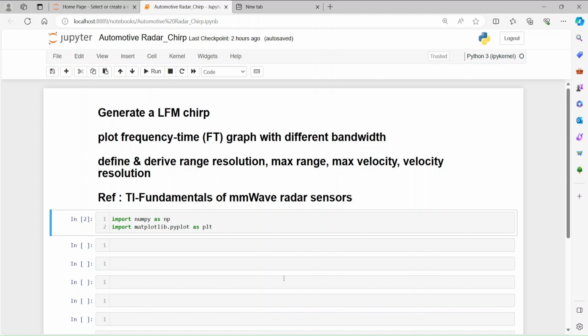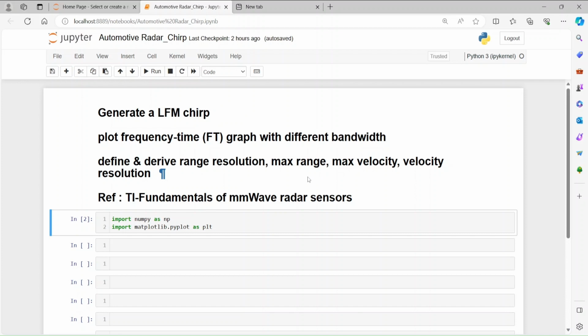In today's lecture, we're going to go over LFM chirping. Basically, LFM is a linear frequency modulated chirp, and this is one of the techniques we use in automotive radars. We are going to generate a chirp, and then draw the frequency and time graph. From that plot, we can learn a lot, like how we can get the range resolution, max range, max velocity, velocity resolution, and how they are interdependent. These are the main three things we're going to go over.